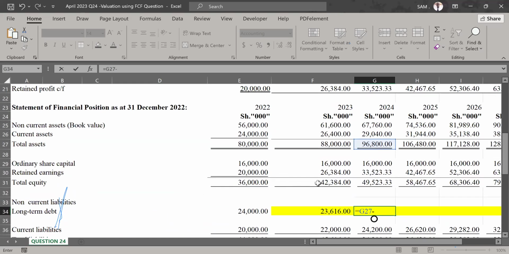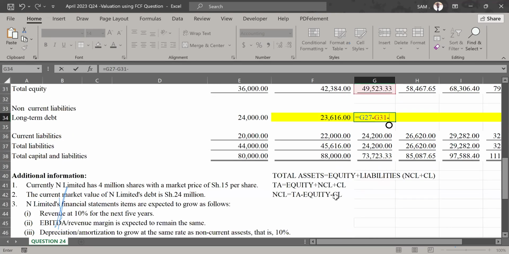Where is the equity figure? Equity in 2024 is this one. This figure, 49,523. That is the total equity. Then again, we deduct current liabilities. Where is current liabilities? It is here, like that. We are just following the same formula we already put in.